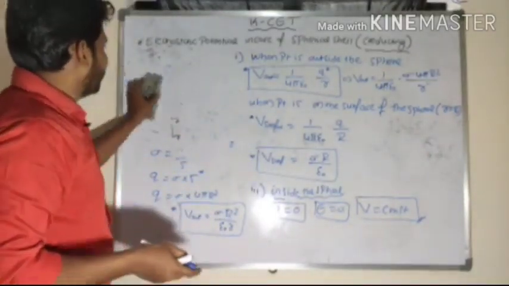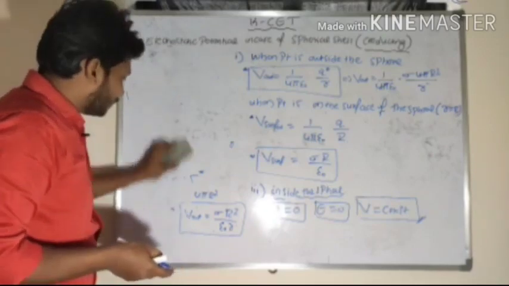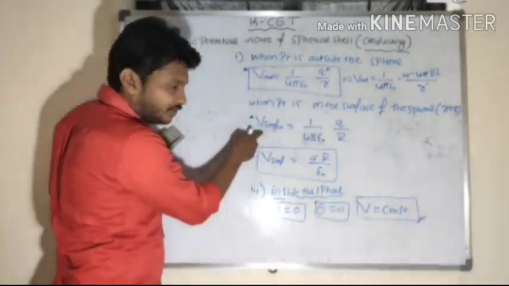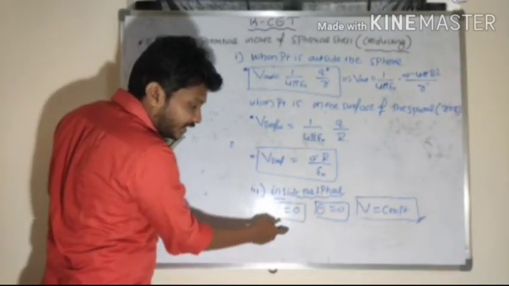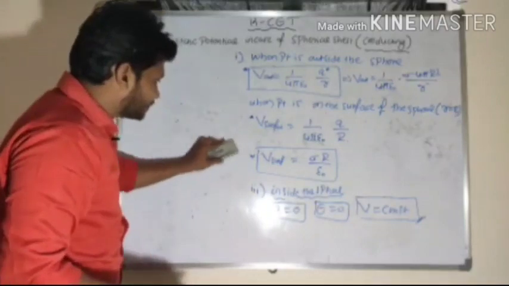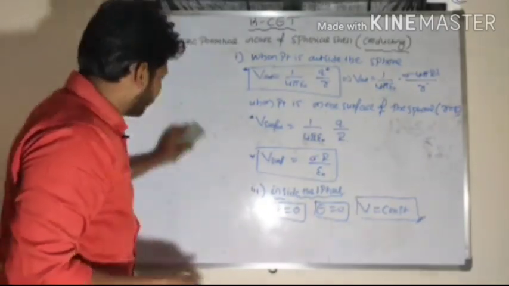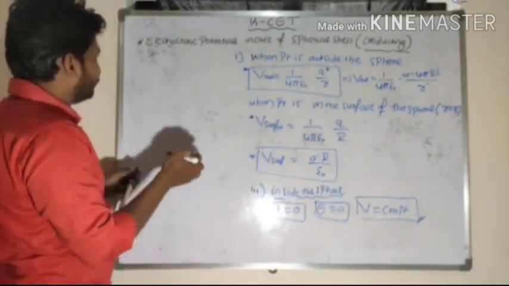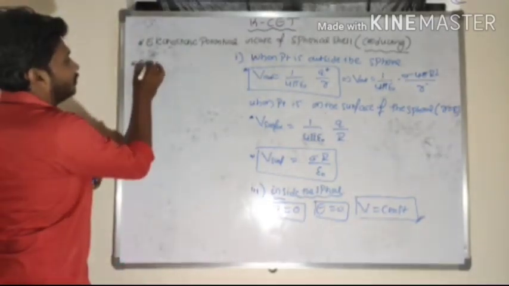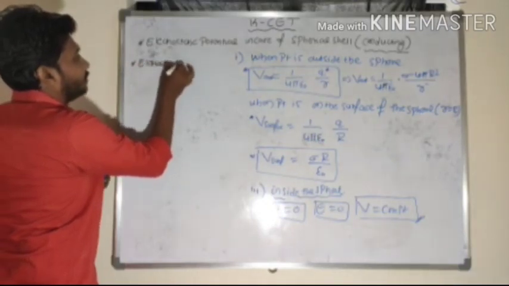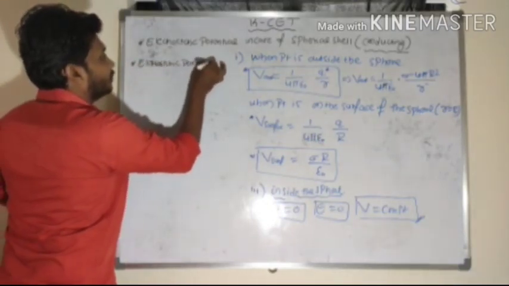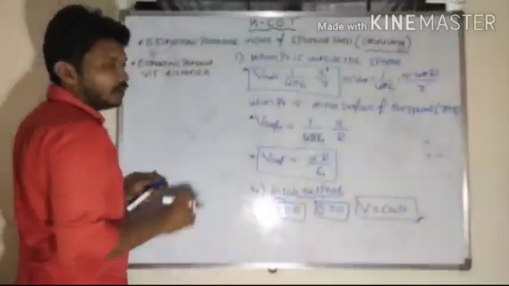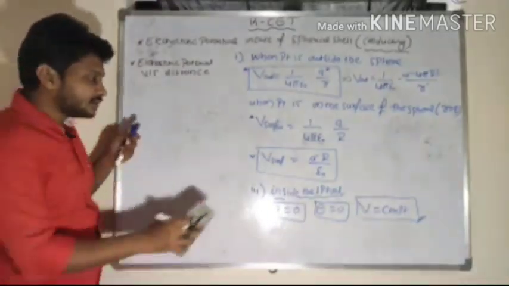So potential versus distance. Hope you are understanding. When the point of observation is outside the sphere, when it is on the surface of the sphere, and when it is inside the sphere, I have different formulas. Now I will draw the nature of the graph for electrostatic potential versus distance. I need to draw the graph for electrostatic potential versus distance here.